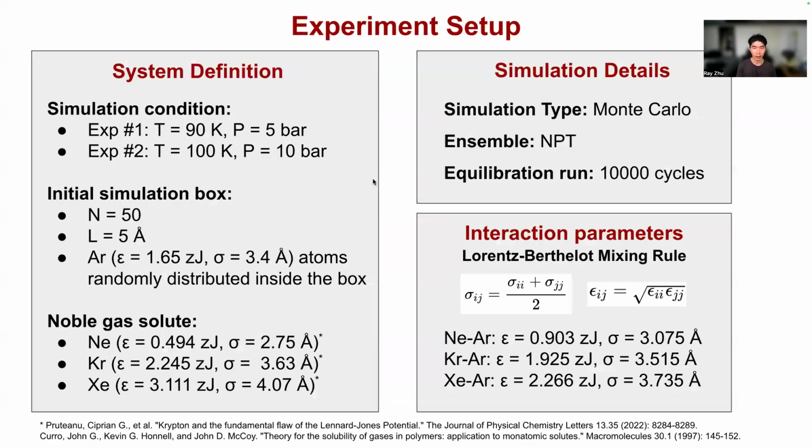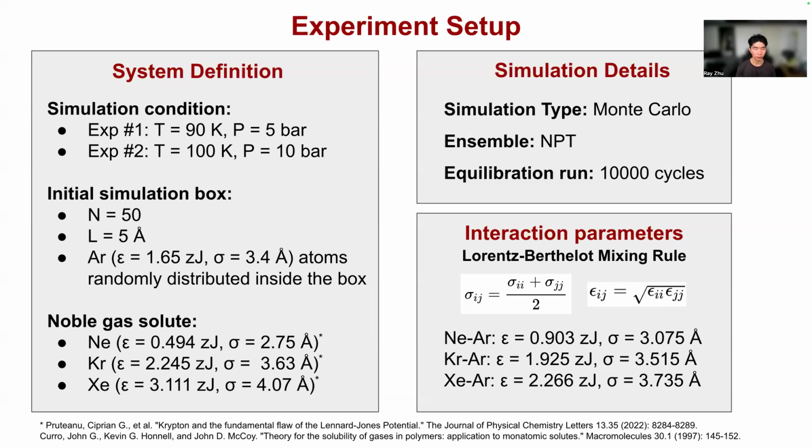Here I'm summarizing the experimental setup. The first step is system definition. As I talked about earlier, for the simulation conditions, we separate them into 2 experiments with different temperature and pressure. We also need to initialize the simulation box. Here I'm using a box with 50 atoms and a box length of 5 angstroms. To initialize the simulation box, I put argon atoms randomly inside the box.